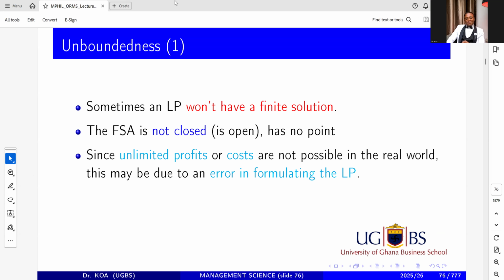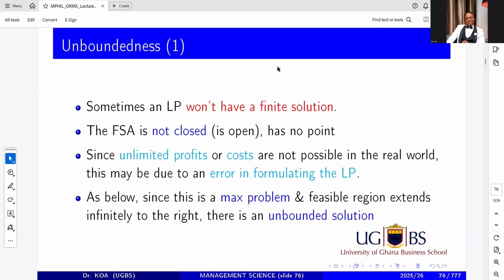A typical example will make it work. Now, when would that happen in the first place? For example, unlimited profit is not possible. Unlimited cost is not possible too in the real world. So when you have that problem, you check your linear programming because you have formulated a wrong model, and therefore you need to correct that model. Let's take an example first before we talk about how to correct it.